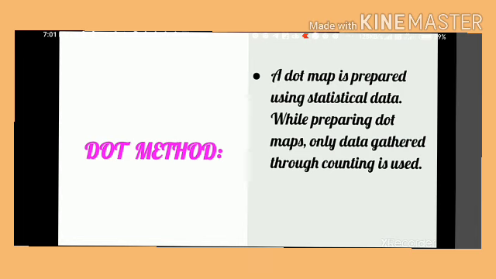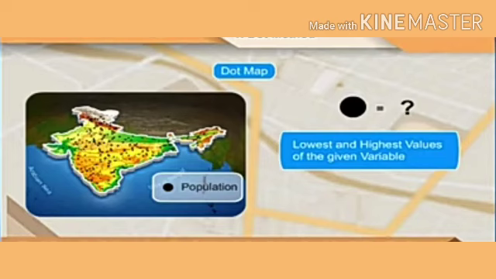The dots are used to show the distribution on the maps, such as the population of a region, the distribution of cattle. To show the distribution through the dot method, the value of a dot has to be determined. To do that, the lowest and the highest value of the given variables are taken into consideration. Apart from that, the number of dots is determined. We need to consider the size of the dots.